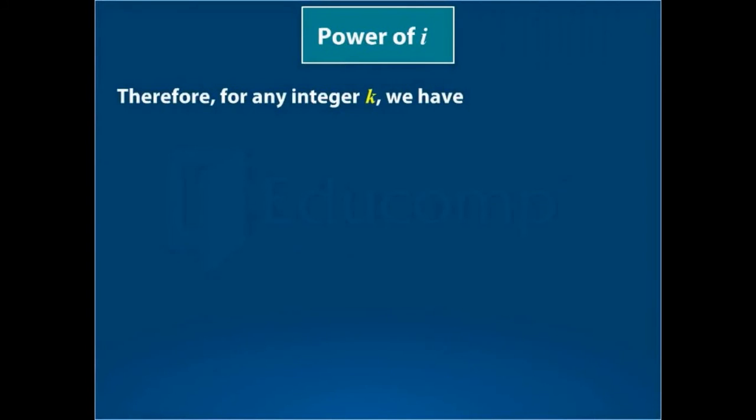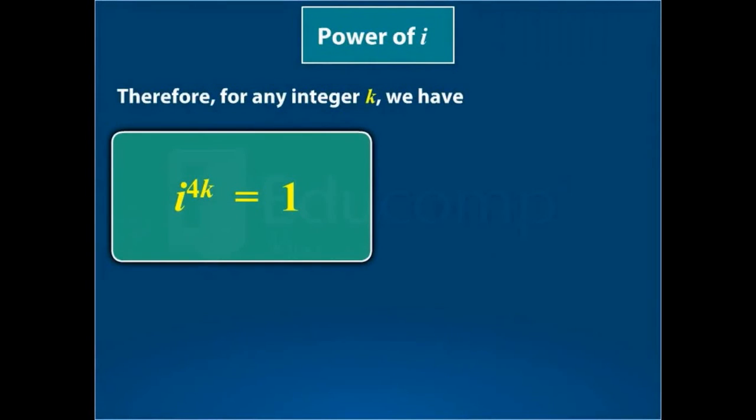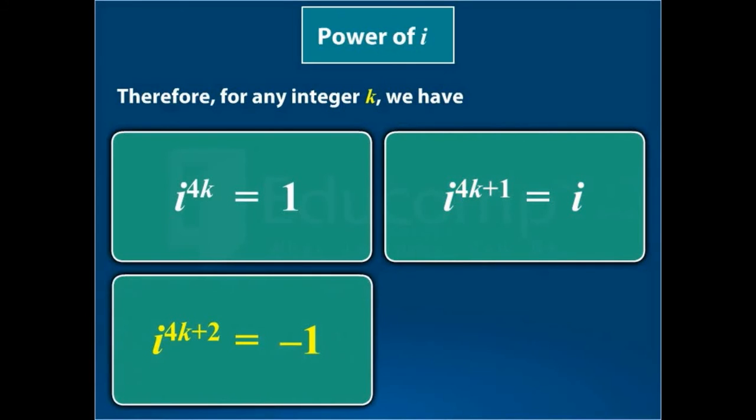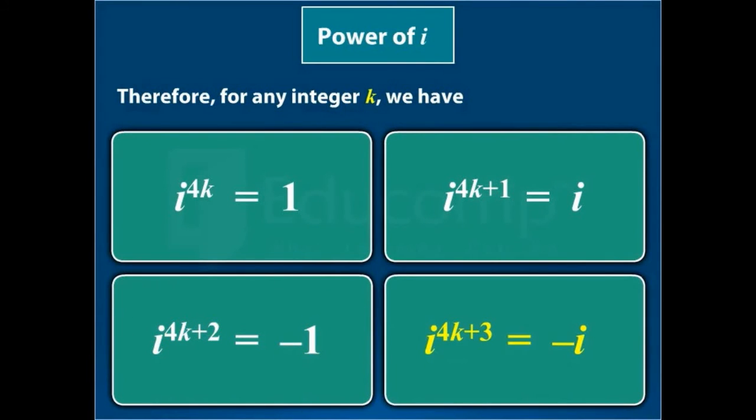Therefore, for any integer k, we have i raised to 4k is equal to 1, i raised to 4k plus 1 is equal to i, i raised to 4k plus 2 is equal to minus 1, and i raised to 4k plus 3 is equal to minus i.